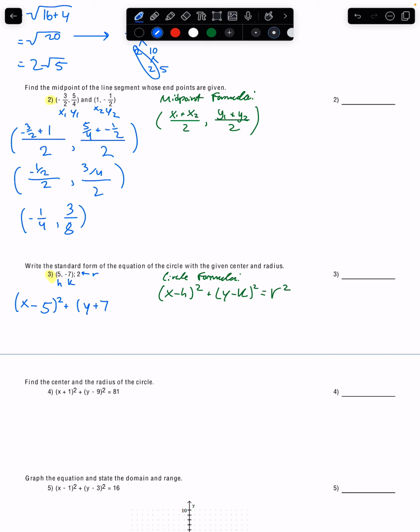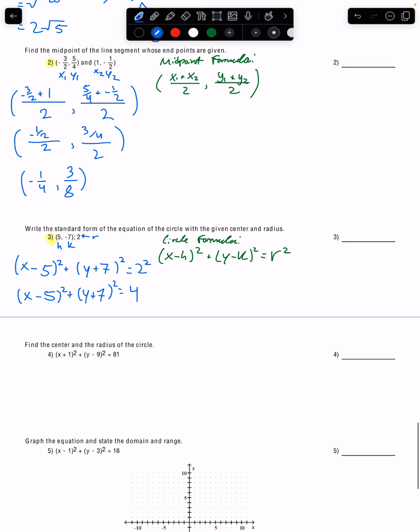And this becomes plus 7, because minus a negative is plus. And then all we need to do, we don't have to expand it out all the way. We do have to expand the right hand of the equation. And that becomes 4.